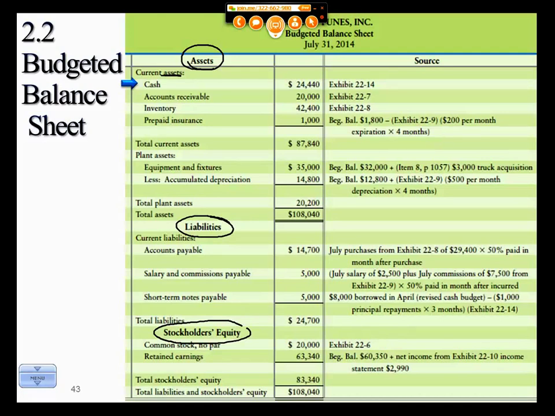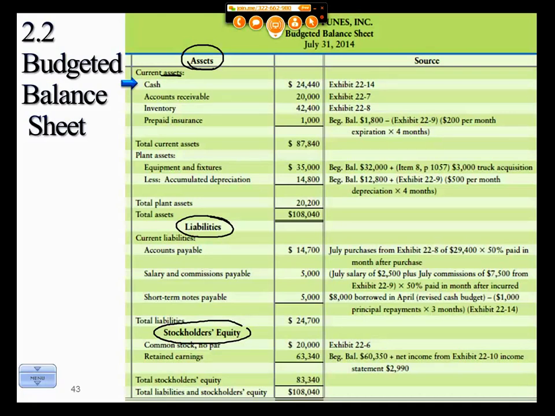Okay, so let's look at this one. What do we have here? We have our cash, our accounts receivable. Cash is 24,440. So you see there's a source. That's where your amounts are coming from. It's all a derivative of all the previous budgets that we've done before. All right?